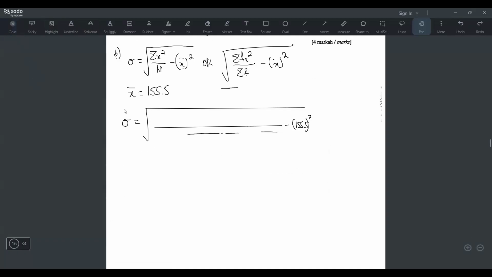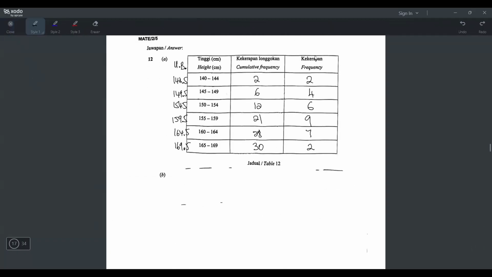But actually you have to use the midpoint because, in short form, this one is f, this one is x, right? The height is the x. But if you look at your x now, it's a class, right? Your x is a class, but you need one number to represent the class. You will use the number to represent the class. And you will choose the midpoint. You will always use the midpoint when you want to represent the class with one number.